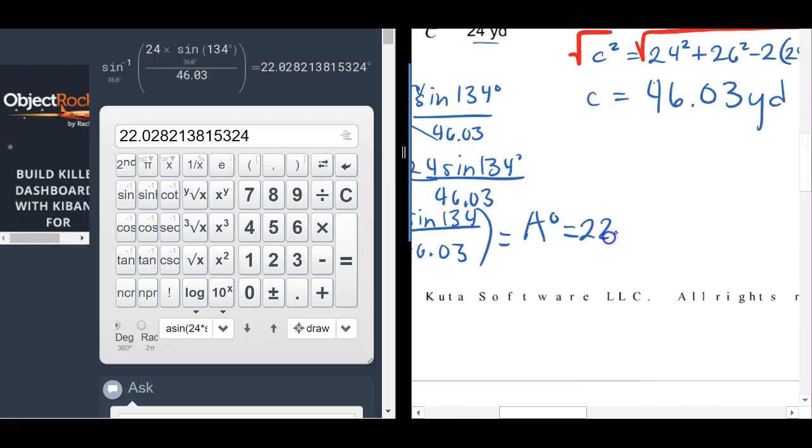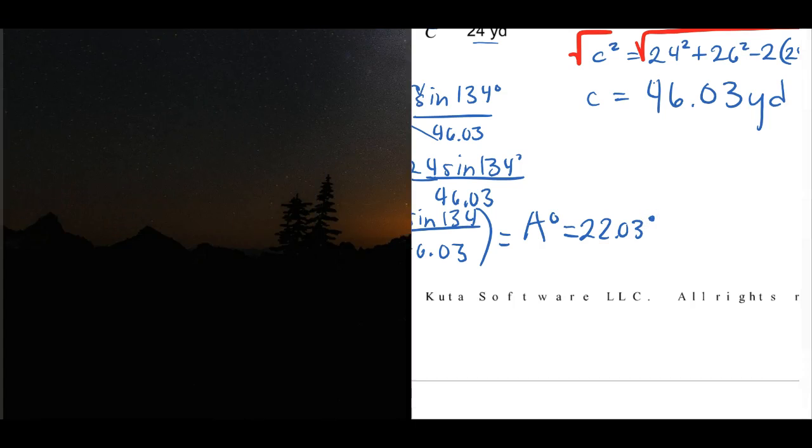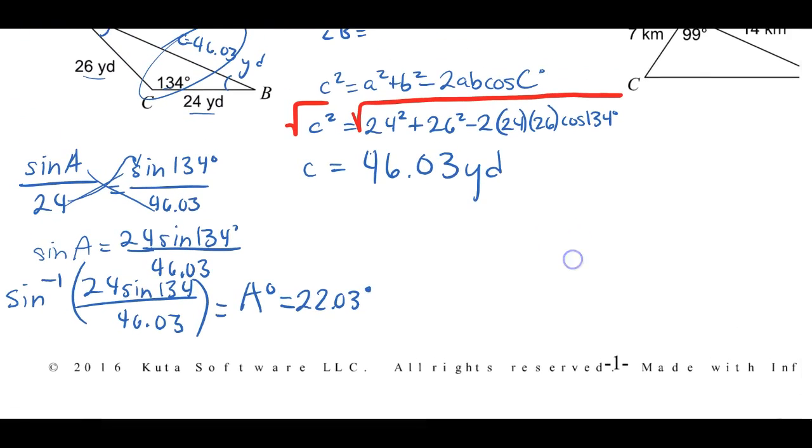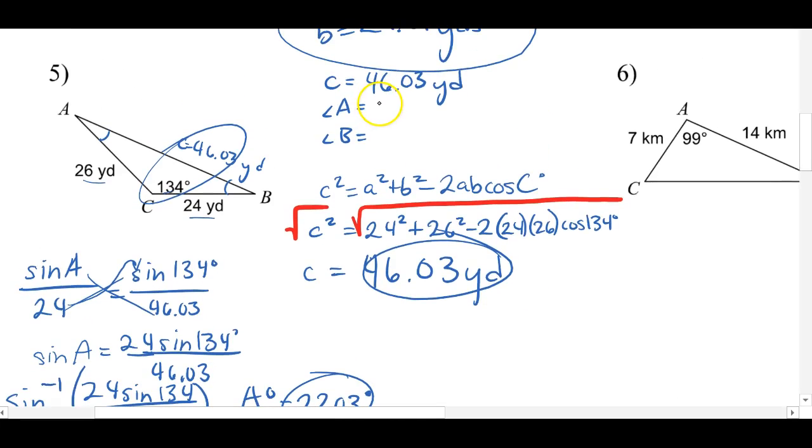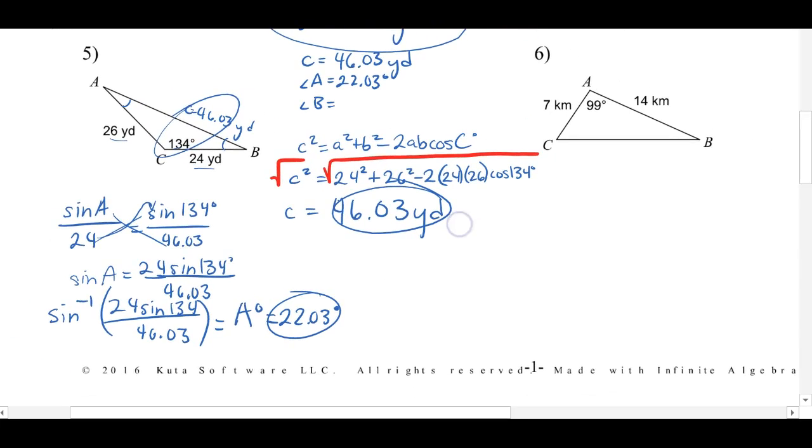So 22.03 degrees. Okay, so now there's my first angle. Now I just need one more angle, and that's B. I can simply find that by taking 180 minus the other two angles, 134 plus 22.03.